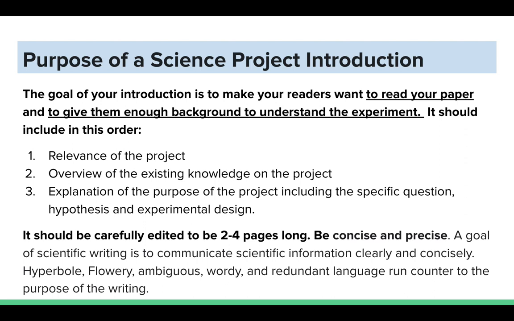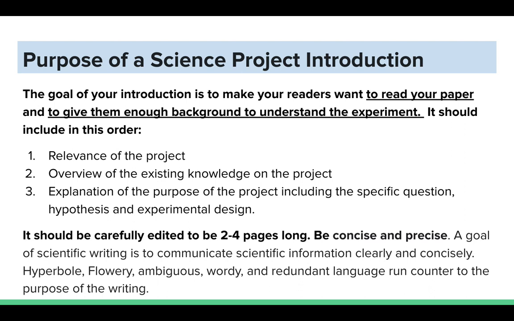And the introduction should include, in this order, first, number one, the relevance of the project. Why is it worth doing? This is something that basically addresses the first goal. They make them want to read your paper. Why is it interesting?